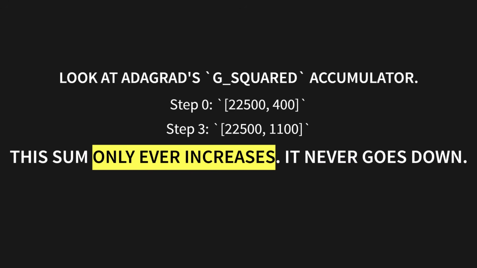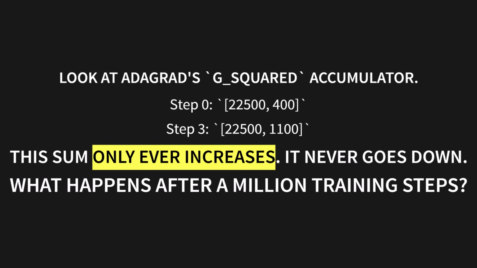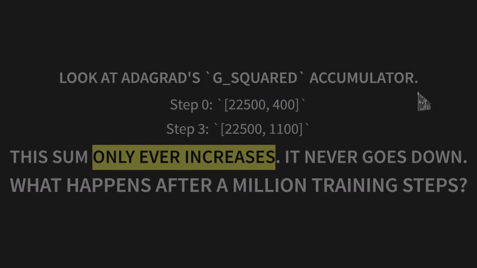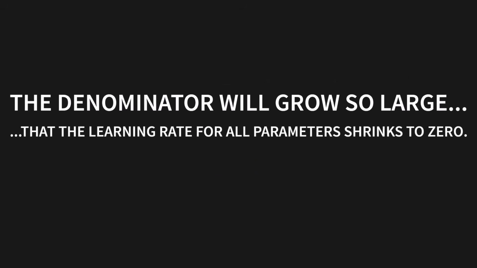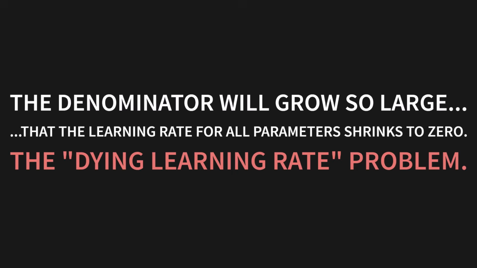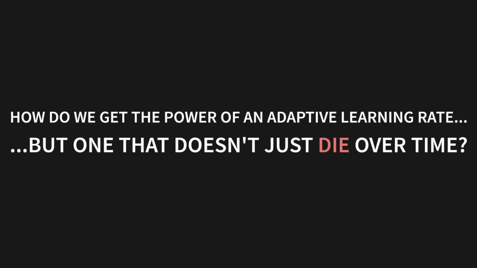It never goes down. What do you think happens after a million training steps? The denominator will grow so large that the learning rate for all parameters shrinks to effectively 0. Learning just stops. This is known as the dying learning rate problem. So, how do we get the power of an adaptive learning rate, but one that doesn't just die over time?